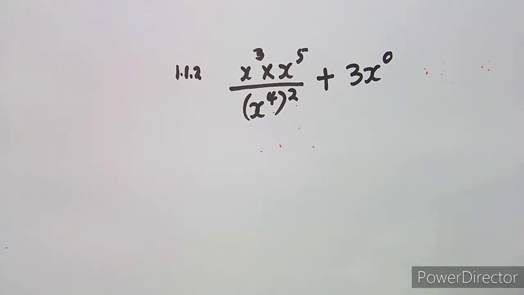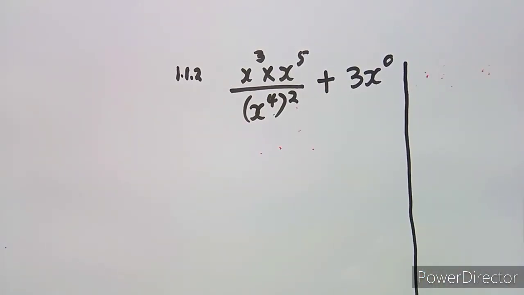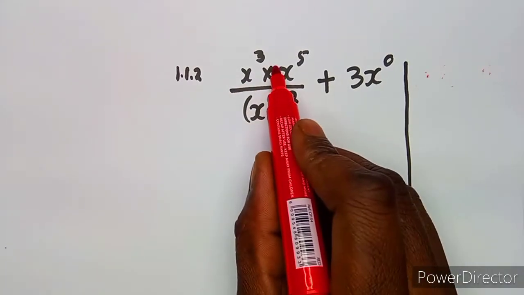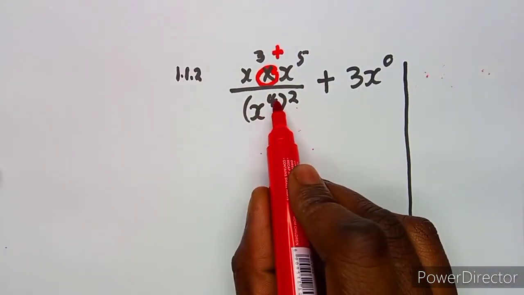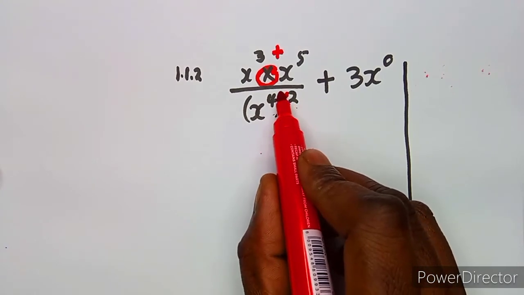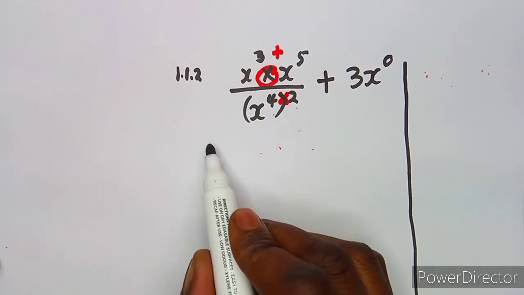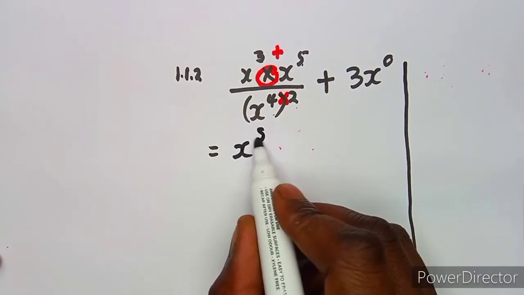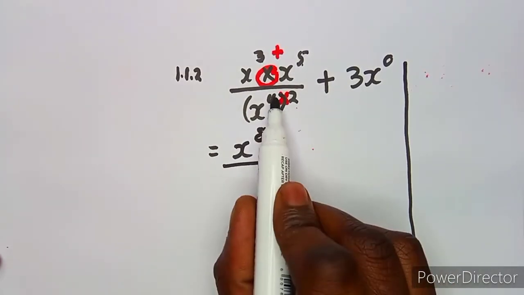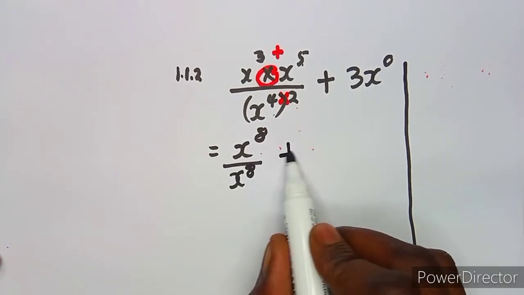If we cross-check, we are back to the same laws that we had from the previous question, because here we are multiplying bases which are the same. So we are going to add, just like what we did. Here we are raising an exponent to another exponent. Remember, you multiply. So if we add 3 plus 5, that is 8. So it's x to the exponent of 8 over 4 times 2, which is 8. So it's x to the exponent of 8 over x to the exponent of 8, plus.